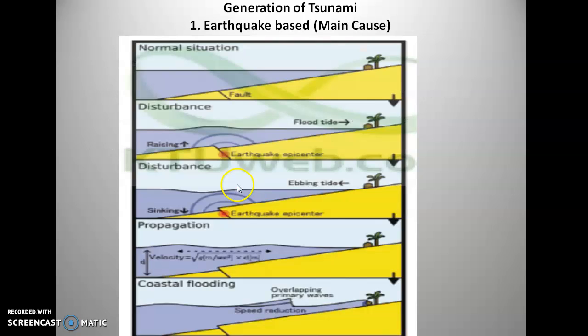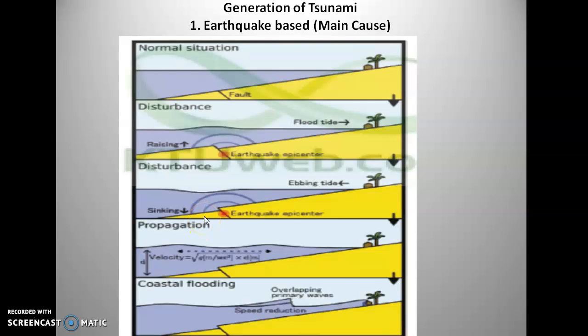And the propagation of the wave will be in the format like this, and coastal flooding occurs. Please note that there will be speed reduction because of overlapping of primary waves. So an earthquake happens in such a fashion that there will sometimes be raising of the land or sinking of the land in the sea.